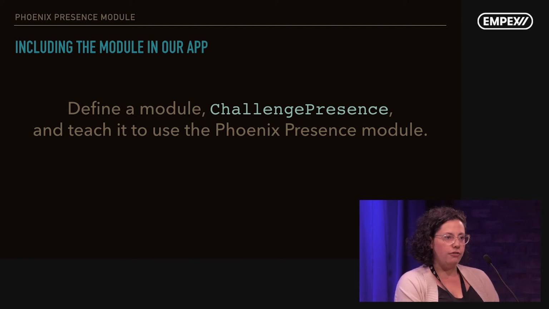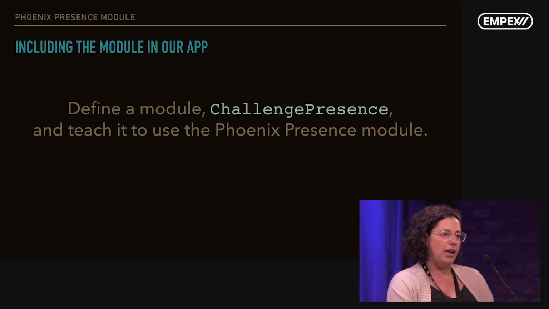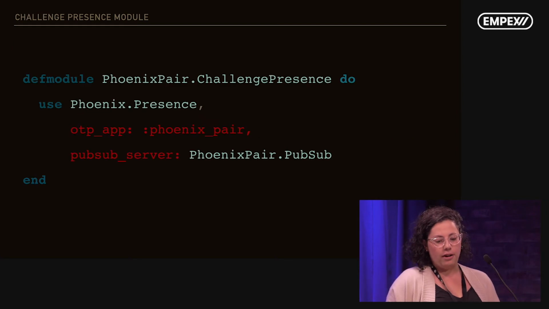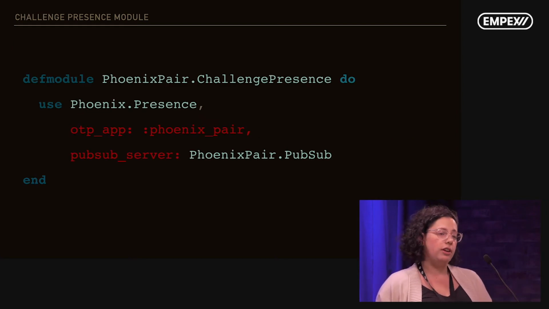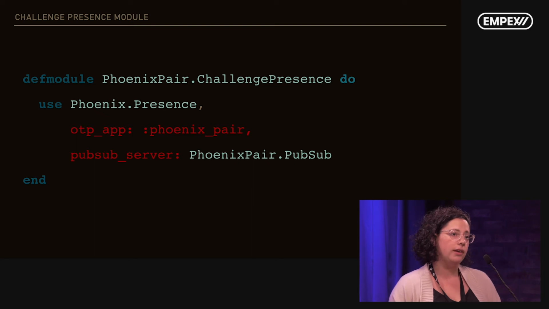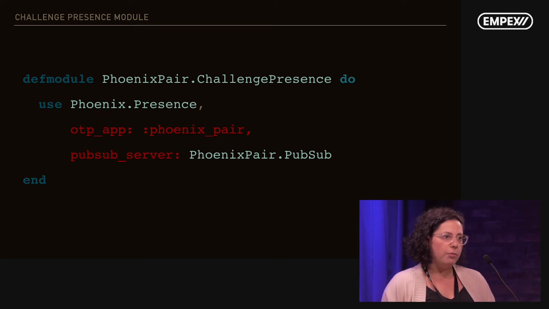Pulling Phoenix Presence into our app is really super easy to do. We're going to define a module that we'll call ChallengePresence, and we'll teach it to use the Phoenix Presence module. So pretty simple, we have our ChallengePresence module, we tell it to use Phoenix Presence, we give it a couple of other options: we give it awareness of our OTP app, which holds our application config, among other things, and we give it awareness of our PubSub server, which we get for free from Phoenix, which is pretty cool.